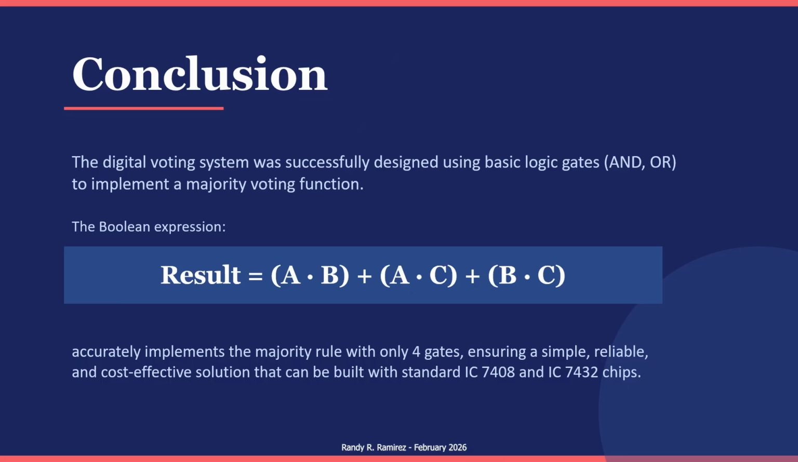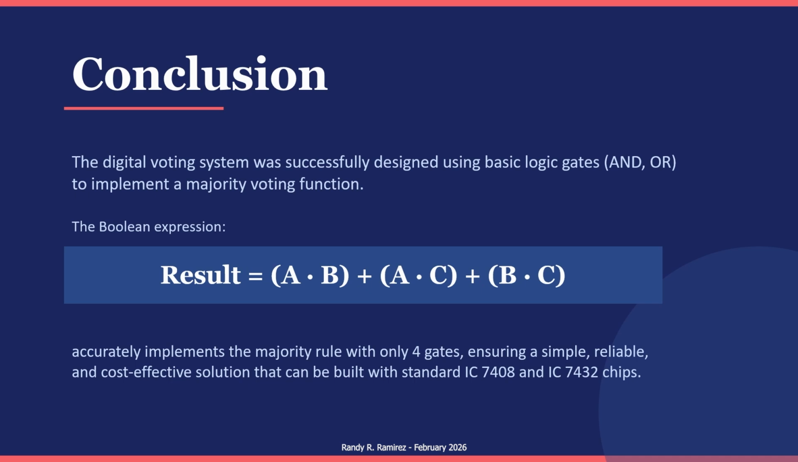And now, the conclusion. We have successfully designed a digital voting system using basic logic gates, AND gates, and OR gates to implement a majority voting function. The Boolean expression that drives our circuit is result equals A and B, or A and C, or B and C. This expression accurately implements the majority rule. Whenever at least 2 out of 3 voting stations vote yes, the output is yes. Otherwise, the output is no.